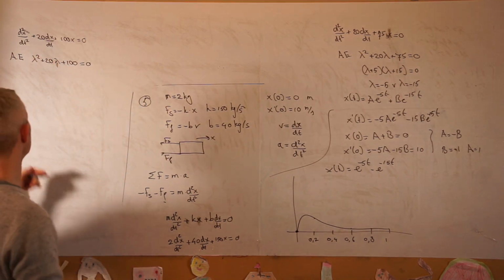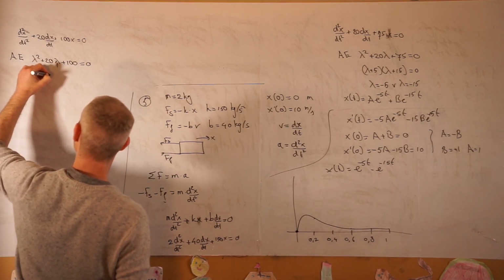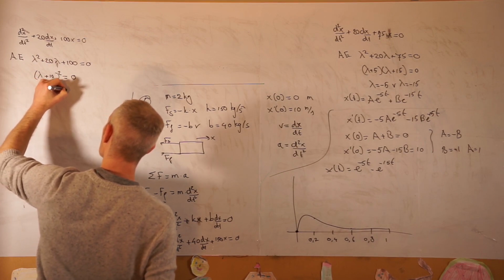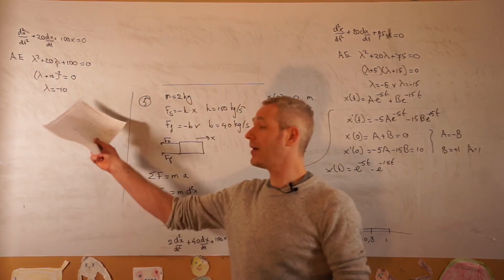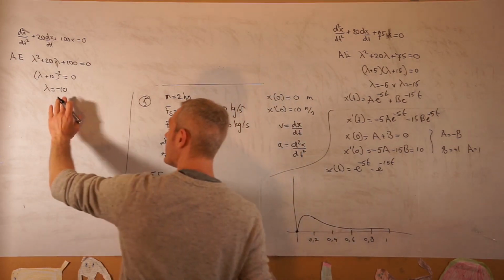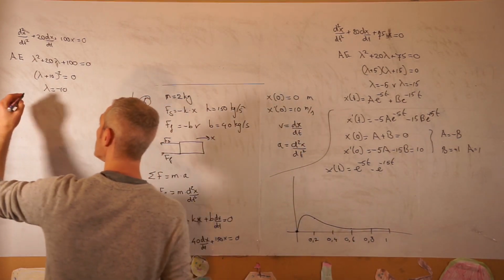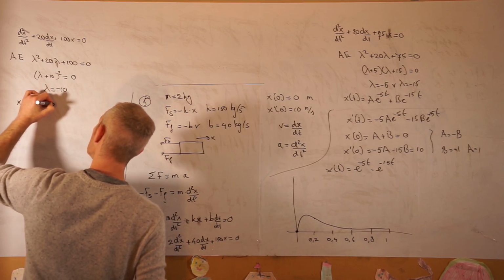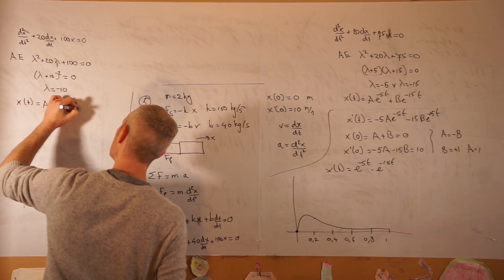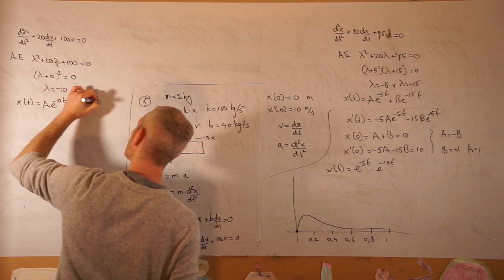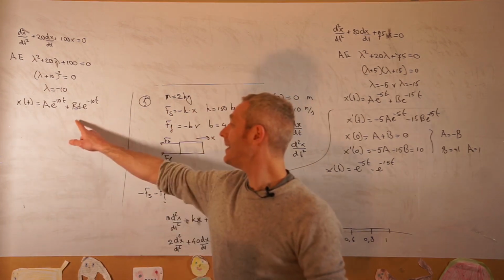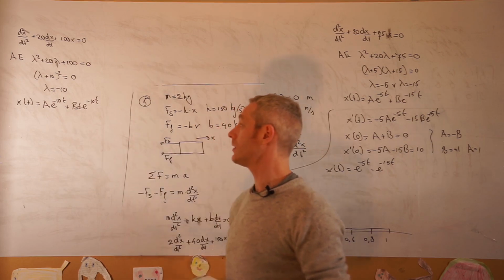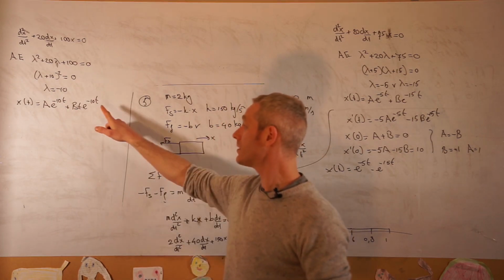And again, you can use the ABC formula or see that this is lambda plus 10 squared is equal to 0, and we find lambda is minus 10 twice. We find the same value twice, but if we know that lambda 1 and lambda 2 are equal to each other, we find that x of t is some constant a e to the power of minus 10t plus bt e to the power of minus 10t. So we add that t here because we have two identical roots of our auxiliary equation. So this is the general solution.